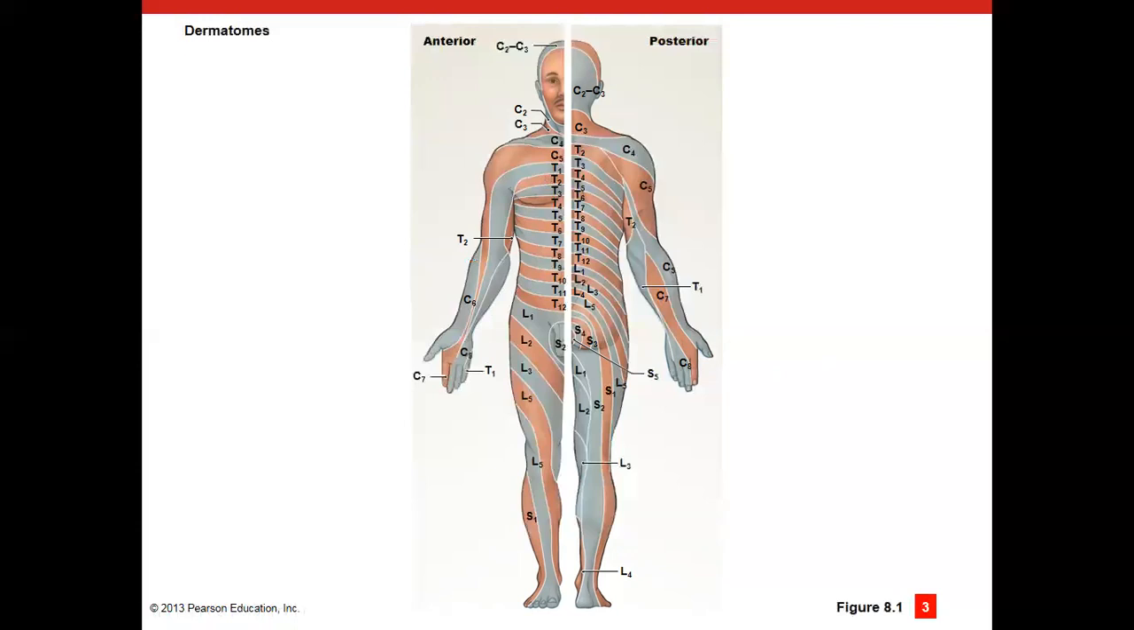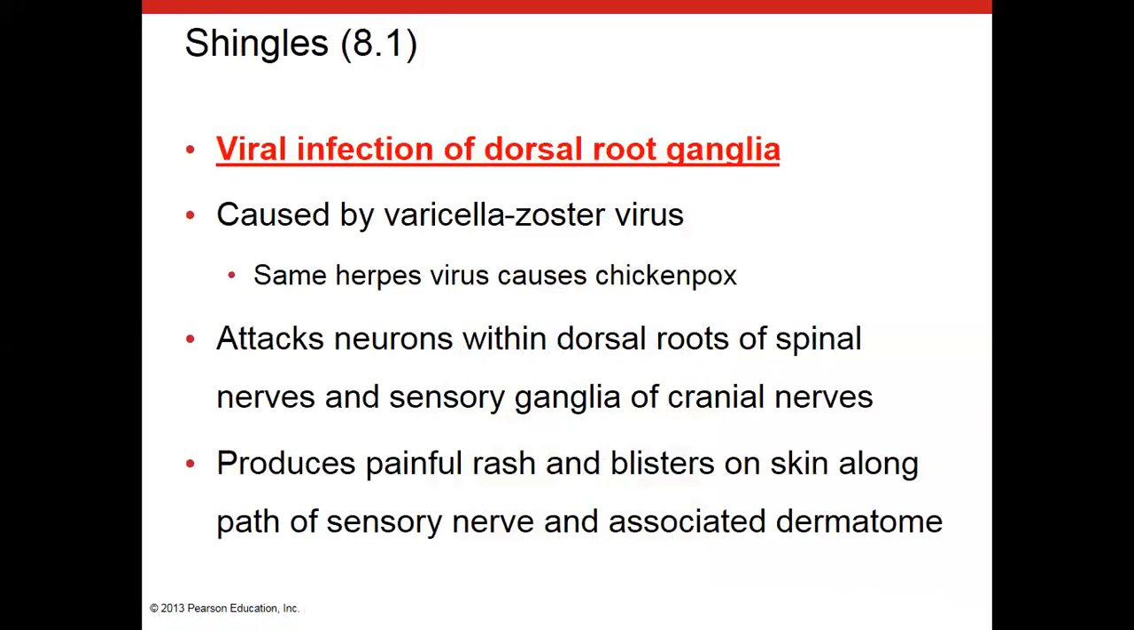And if you know the disease shingles and how it manifests, basically shingles is a viral infection of the dorsal root ganglia. Remember, the dorsal root ganglia is where cell bodies of sensory neurons are located. It's caused by a particular virus that also causes herpes. It's basically the same herpes virus that causes chickenpox. But shingles is basically what comes back later in life.